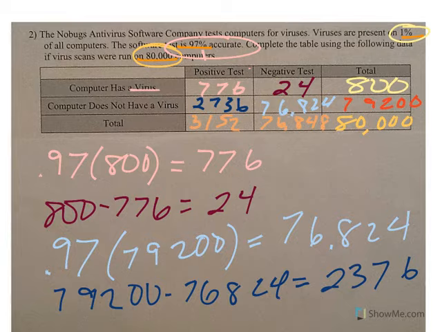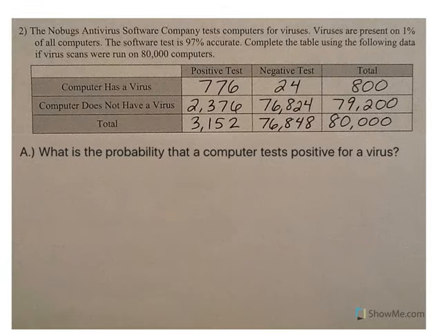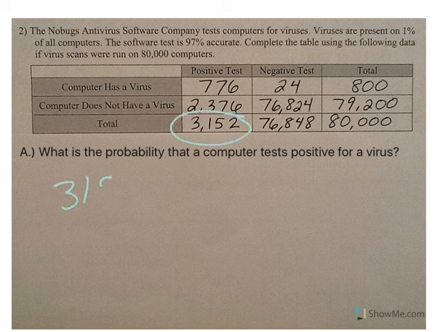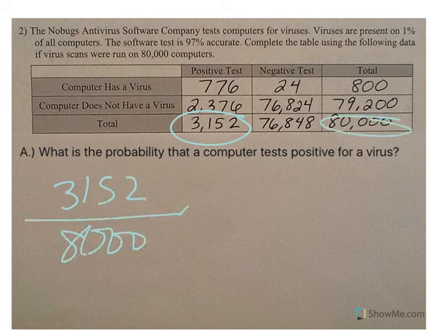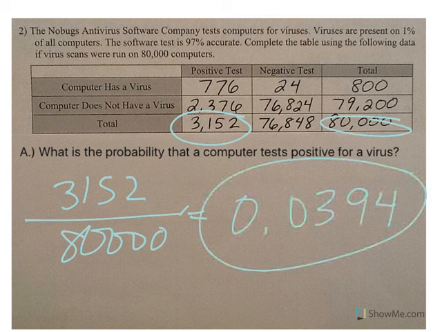Okay, so let's use this table to answer some questions. A little more nicely drawn right there. What is the probability that a computer tests positive for a virus? So we're talking about all computers, probability they test positive. Well, 3,152 will test positive out of the total of 80,000. So the probability that a computer tests positive is 0.0394. Or you could write that as a percent, 3.94% chance.